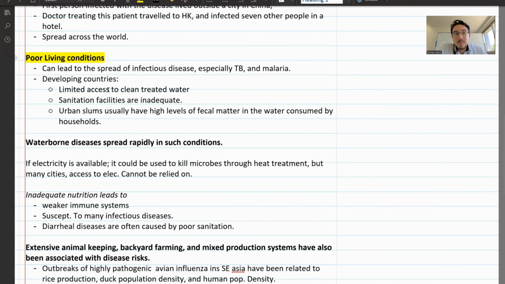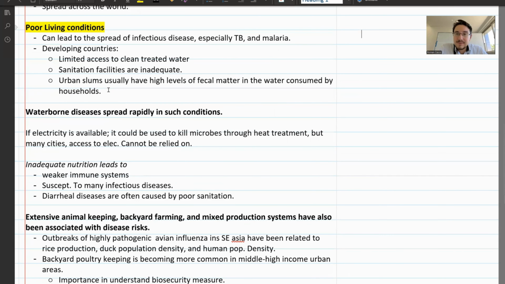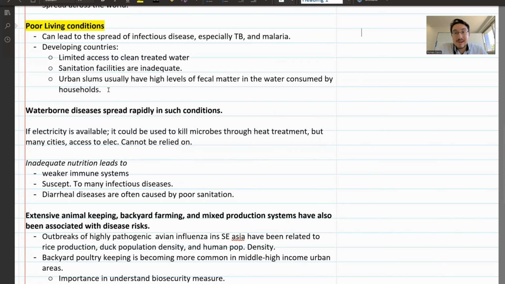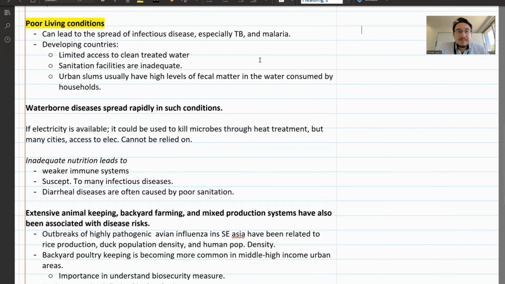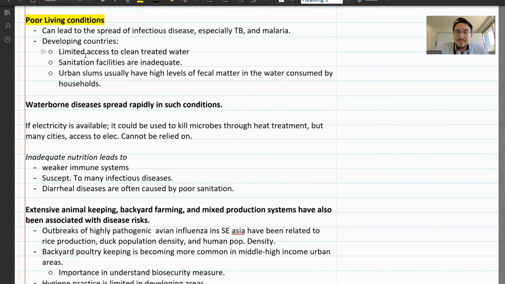Aside from that, poor living conditions, especially in developing countries, can lead to spread of infectious diseases like tuberculosis and malaria. Very important is just having good hygiene, right? A lot of third world countries have limited access to clean water, to treated water, so these are areas in which pathogens can easily thrive in and pass through.